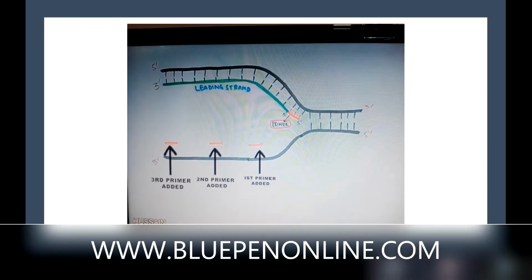Then the next slide. This slide is clear. You can see what happens: the replication bubble opens and helicase is removed. These are the two points. The replication bubble opens because it is the last part of replication, the last part of DNA coming under replication. This is the end portion, the end area. The next slide will show more.